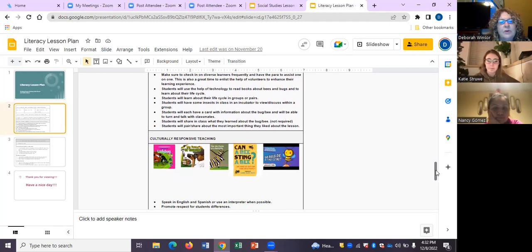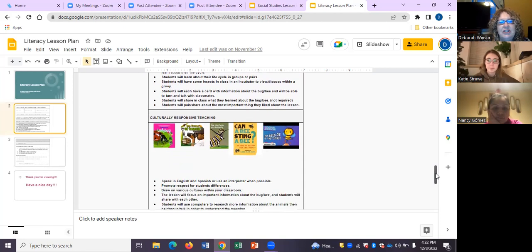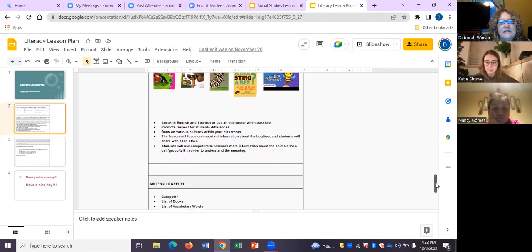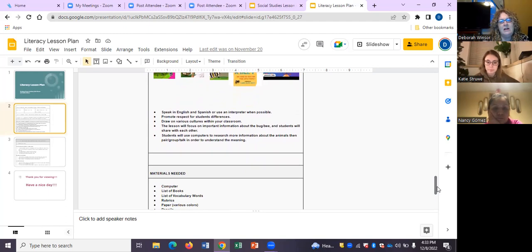Then there's some culturally responsive teaching, and there are some books here. Some of the things you should do are speak in English and Spanish, or use an interpreter when possible, and promote respect for students' differences. Draw on various cultures within your classroom. The lesson will focus on important information about the bug or bee, and students will share with each other. Students will use computers to research more information about the animals, then pair or group talk in order to understand the meaning.